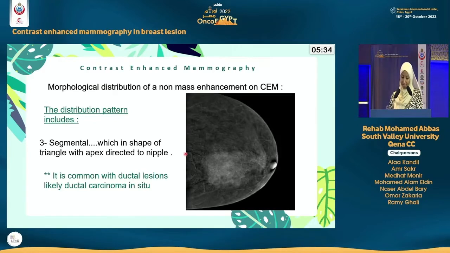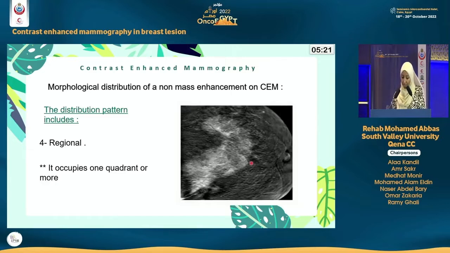النوع الثالث بعد كده segmental enhancement، وده بيبقى شكله triangular shape والـ apex بتاعته ناحية النبل، وده برضو بيبقى common مع الدكتال ليجنز زي الـ ductal carcinoma in situ. رابع نوع معانا هو regional enhancement، والريجنال إنهانسمنت ده بيبقى واخد كذا مكان، كذا كوادرانت في البريست بيبقى included، كلهم continuous مع بعض، ده الريجنال إنهانسمنت.